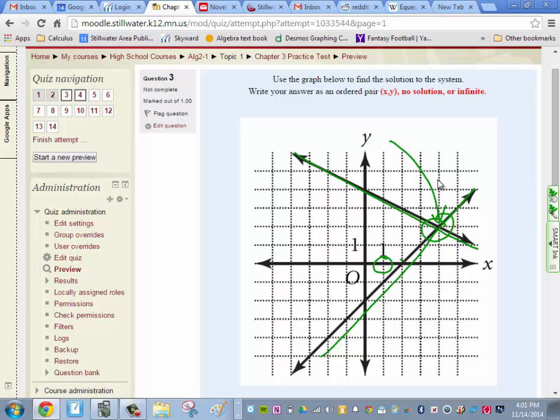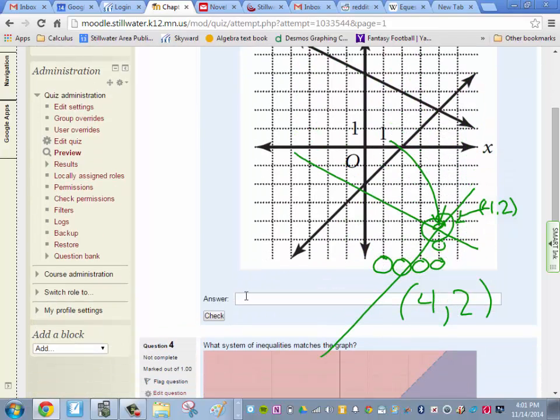So we're going to count over 1, 2, 3, 4. So it crosses over at 4. That's our x coordinate, and up 2. 1, 2, so up at 2. So the crossing point is (4, 2). That's your solution to this system of equations. Take that, pop that down here. How do you put it into Moodle? Just like this. 4, 2, like an ordered pair.